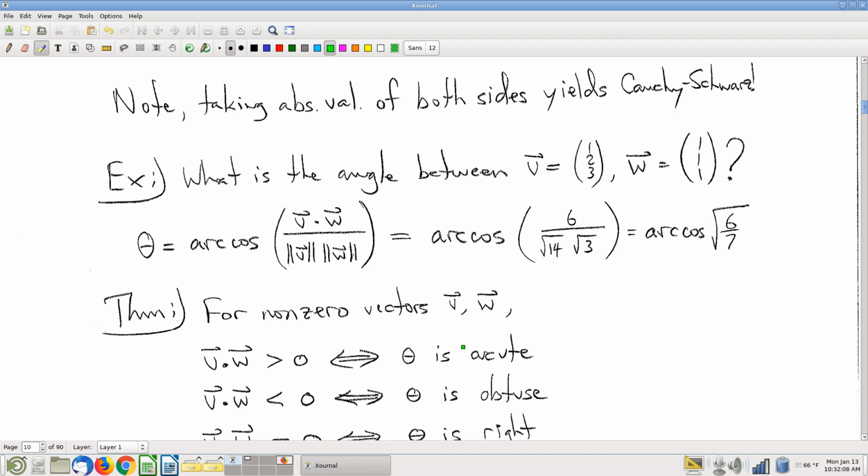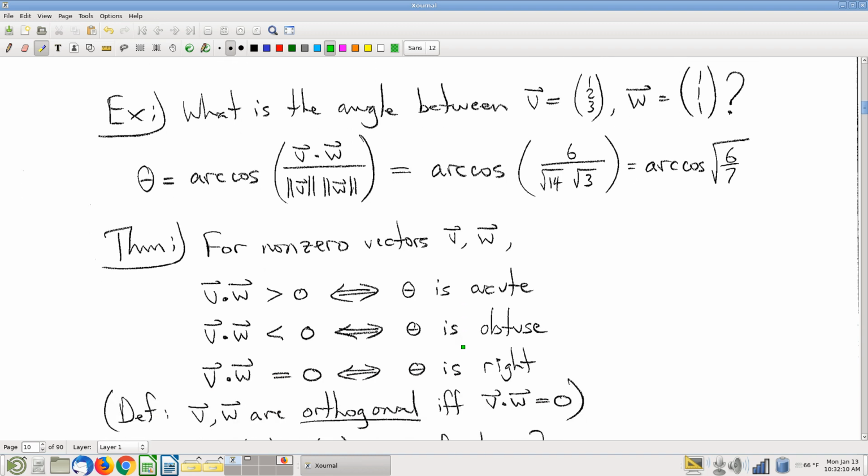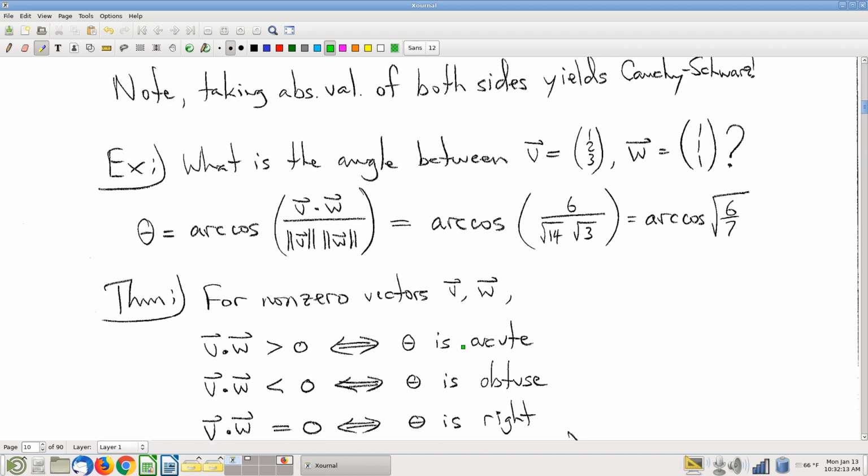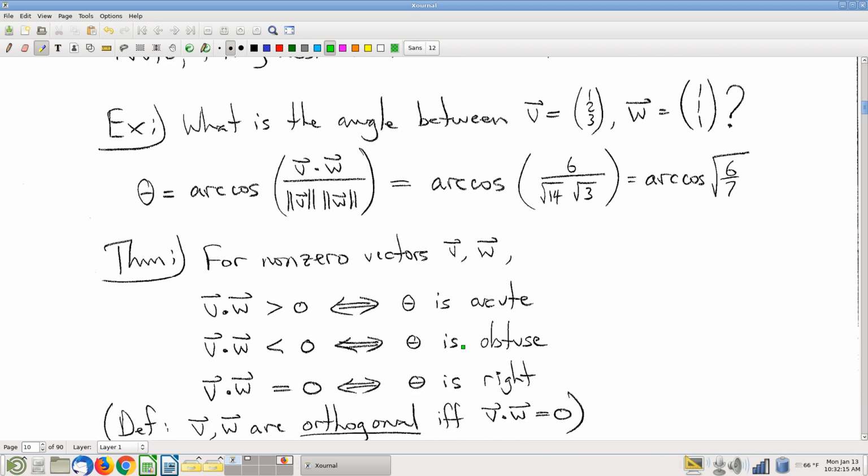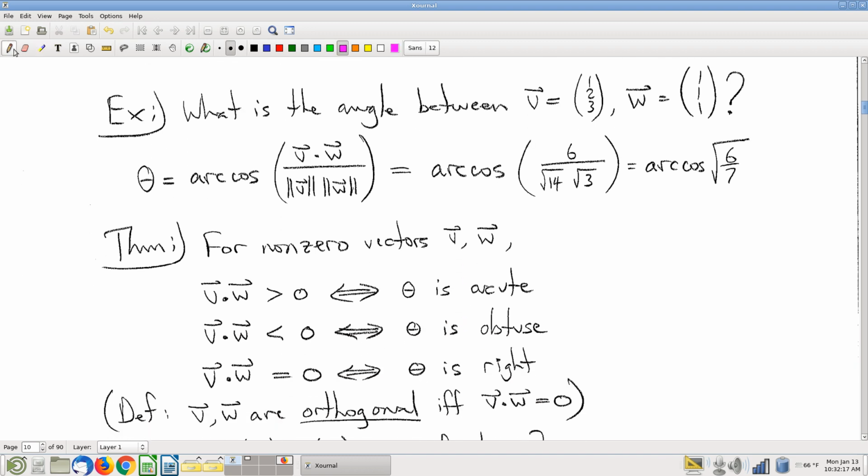Okay. Another neat consequence of our formula that I can't quite fit on the page at the same time. So let me recopy it here real quick. V dot W equals magnitude of V, magnitude of W, cosine theta. Another neat consequence of this is that knowing the dot product immediately tells you something very interesting about the angle between the two vectors.